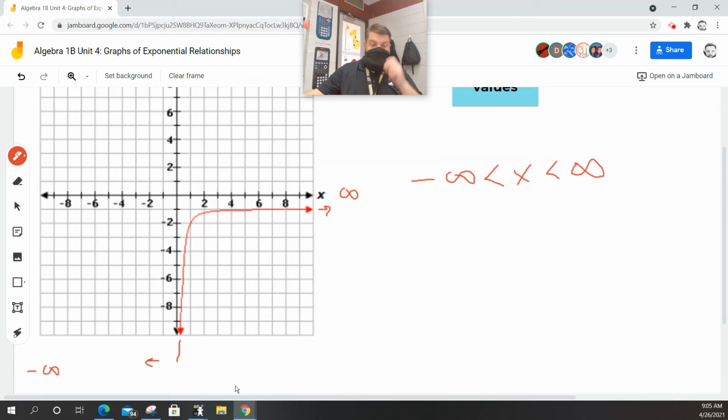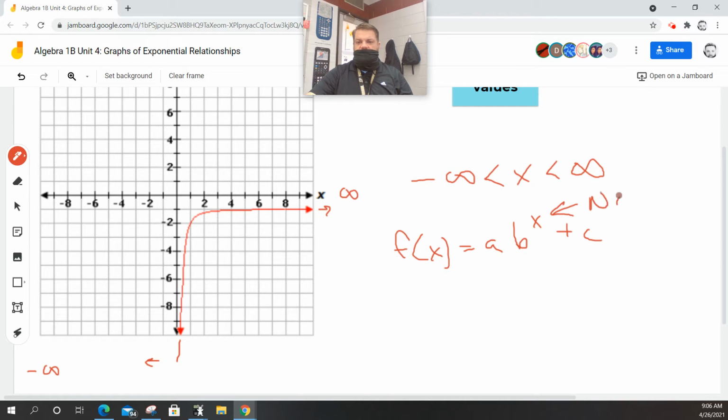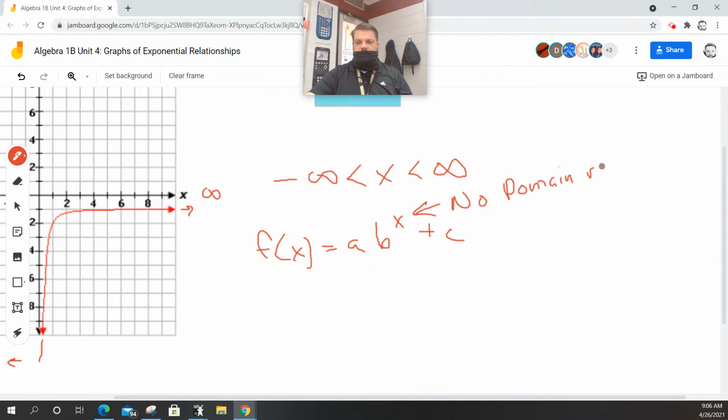Some students will look at this graph and go, oh, well, it's from 0 to infinity. No. Remember, this section's on exponential functions. So if we look at the function a b raised to the x plus c, there are no domain restrictions, right? There's only two types of, well, there's three domain restrictions, no domain restrictions, right?